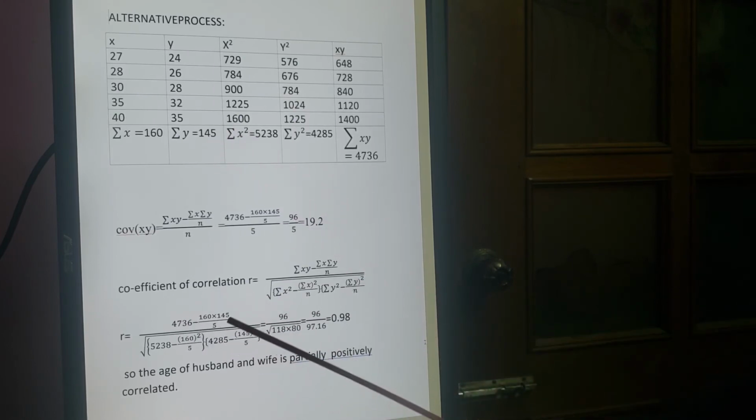You simplify all this and get 96. You simplify again this one. Okay, now 96 divided by that gives 0.98. In your previous math, we also got 0.98.